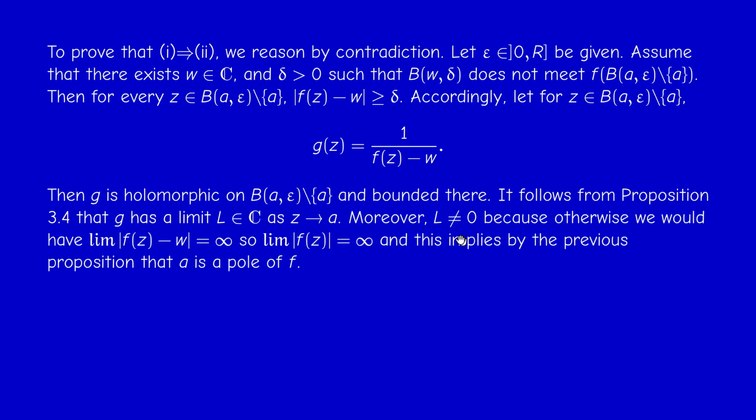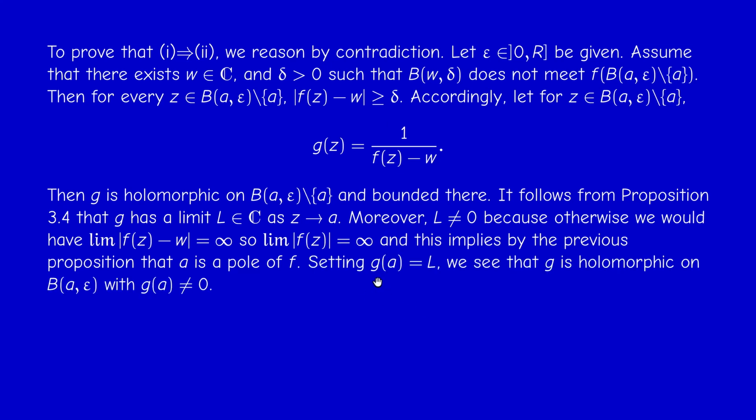Okay, and this limit cannot be equal to 0, because if g(z) tends to 0, then the denominator would go to infinity. And if f(z) minus w tends to infinity, then in particular the modulus of f(z) tends to infinity. And by the previous proposition, a would be a pole, right? But a is assumed to be an essential singularity.